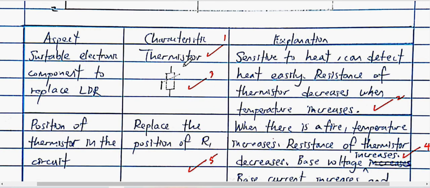So thermistor, if you can't remember thermistor, at least you write HDR, heat dependent resistor. And then the symbol must be correct because the question requests for the symbol. Okay, don't draw it wrongly. Okay, and then the explanation will be thermistor will be sensitive to heat. It can detect heat easily. Can accept. When you write sensitive to heat, already can give mark.